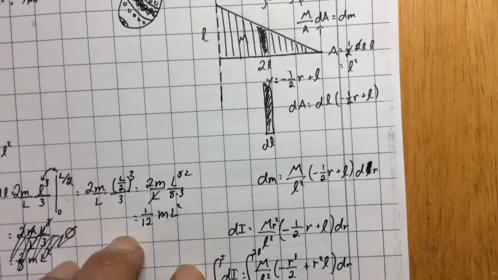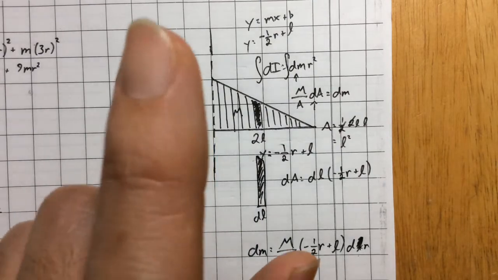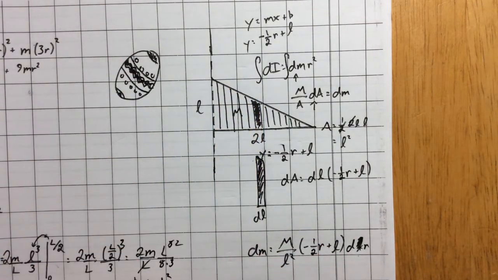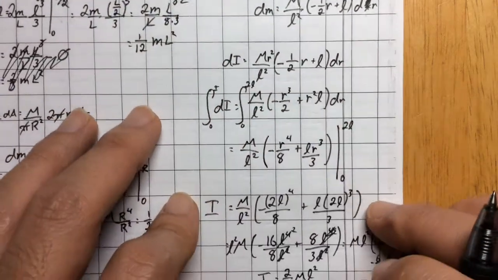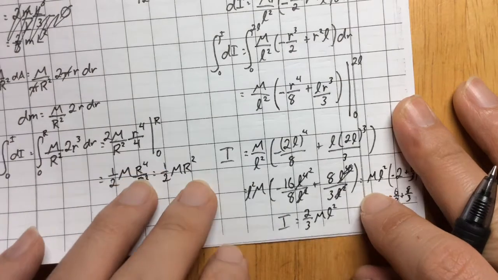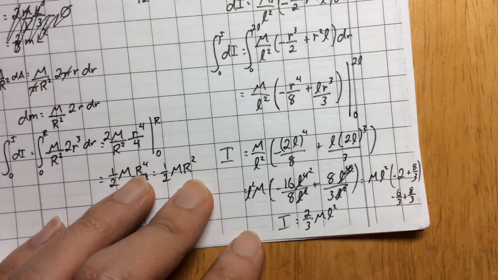So there is your triangle. And we got an inertia for that triangular shape of 2/3 M L squared. Alright, cool. I'm going to keep it like that. End of video. Alright, good night.